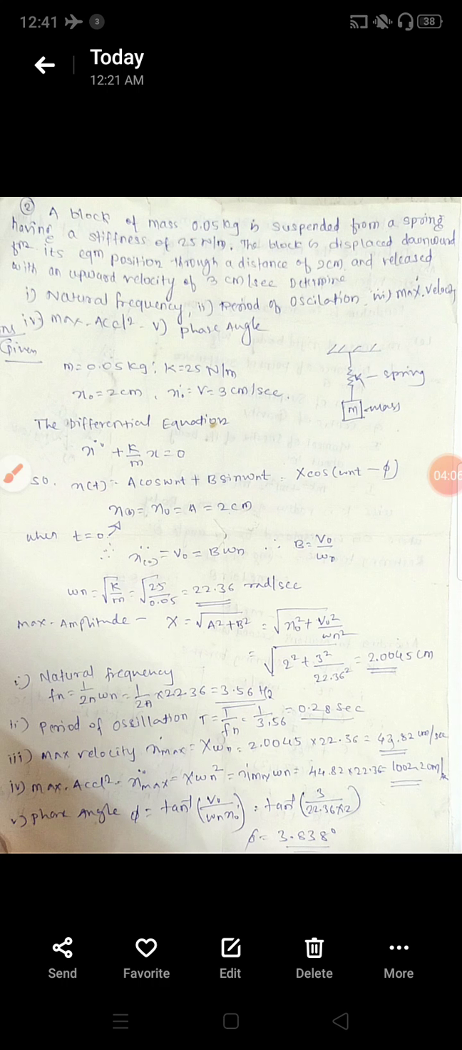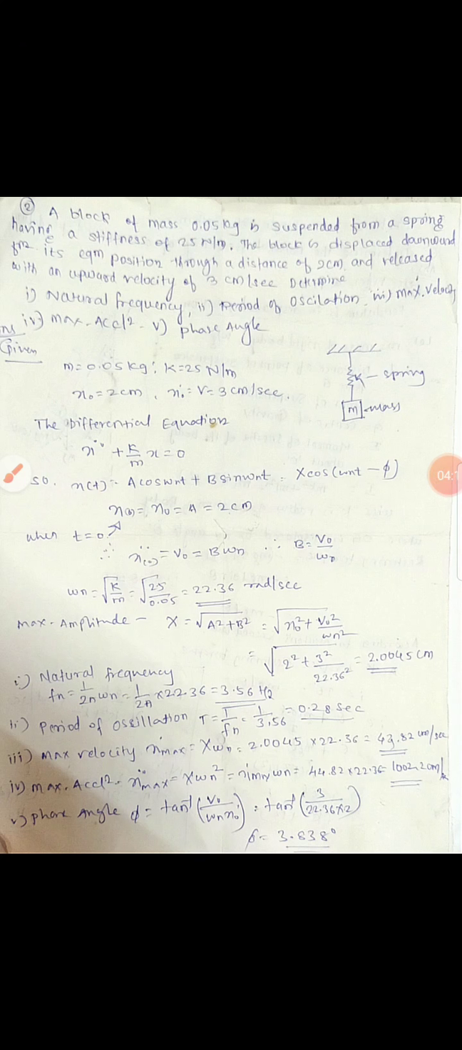Now I will take another problem. A block of mass 0.05 kg is suspended from a spring having a stiffness of 25 Newton per meter. The block is displaced downward from its equilibrium position through a distance of 2 cm and released with an upward velocity of 3 cm per second. We are asked to calculate natural frequency, period of oscillation, maximum velocity, maximum acceleration and phase angle.